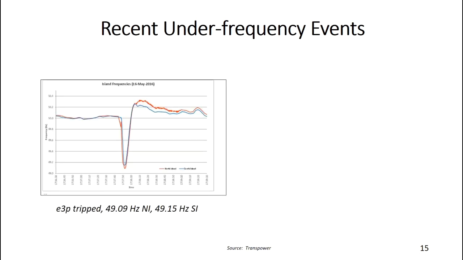For example, E3P tripped off in May 2016. It's a loss of between 300 and 400 megawatts, and the frequency dipped down to below 49.2 Hz for a few seconds before rebounding, and it actually went over 50.2 Hz as it recovered before the frequency keepers brought it back into the plus or minus 0.2 Hz range.